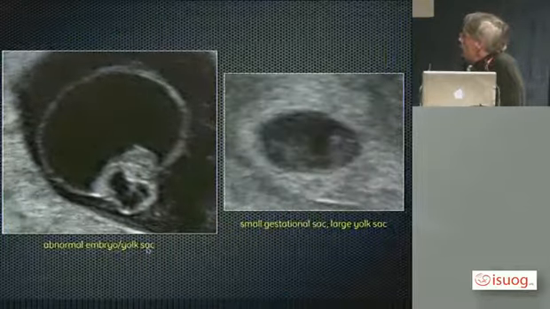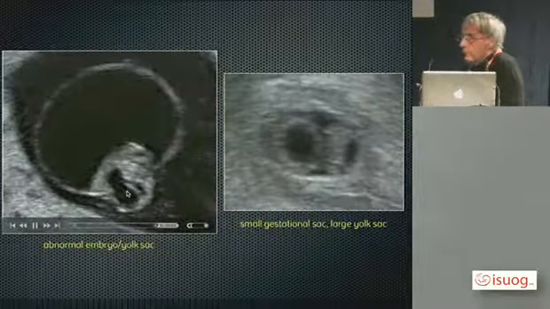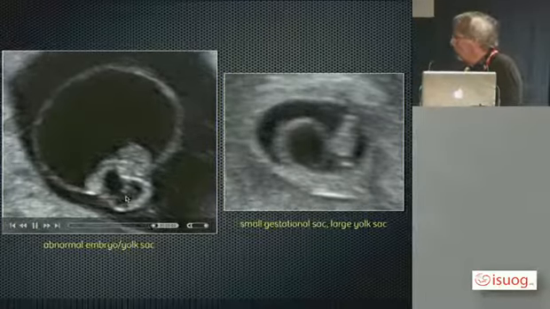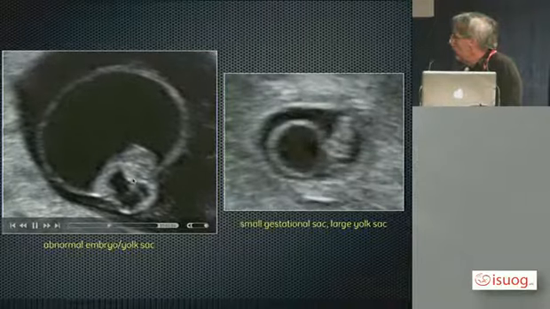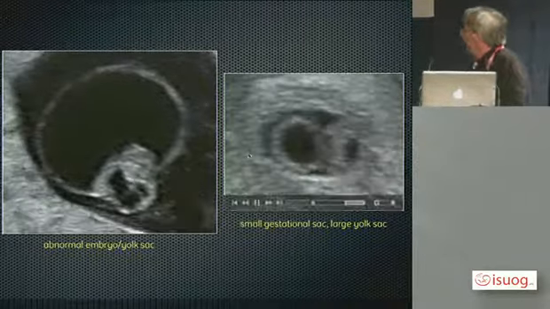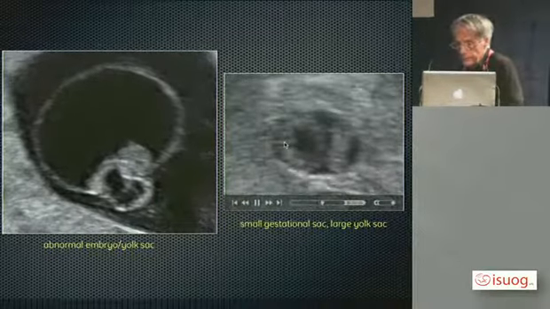Abnormal embryo and yolk sac. There is no division between the embryo and the yolk sac. You can see here the yolk sac, and the heart is beating really, really slowly. This was a premortem, and this one with a small gestational sac.